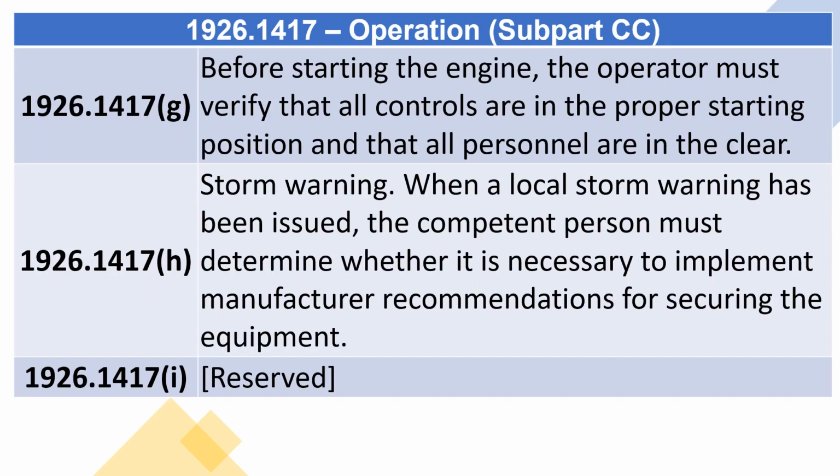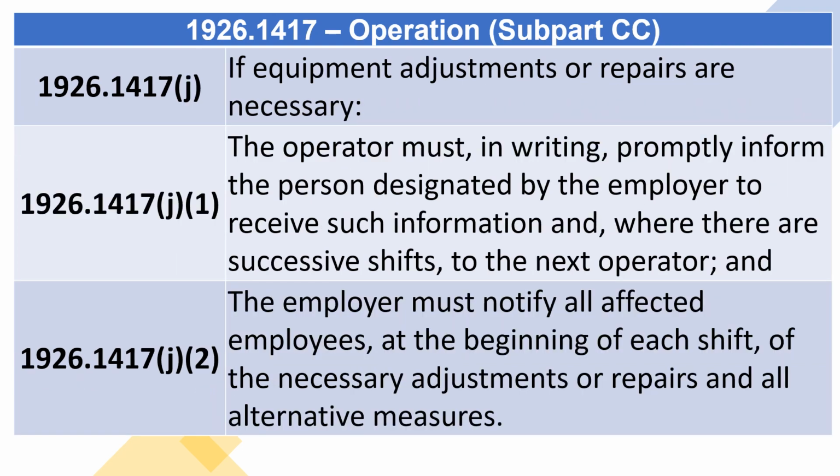1926.1417(g): Before starting the engine, the operator must verify that all controls are in the proper starting position and that all personnel are in the clear. 1926.1417(h), Storm warning. When a local storm warning has been issued, the competent person must determine whether it is necessary to implement manufacturer recommendations for securing the equipment. 1926.1417(i): Reserved. 1926.1417(j): If equipment adjustments or repairs are necessary.